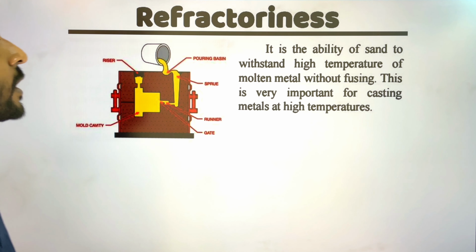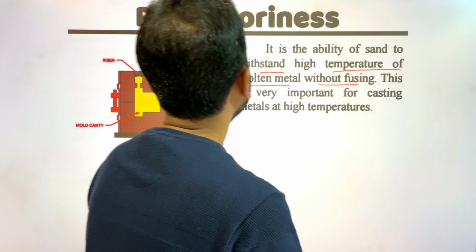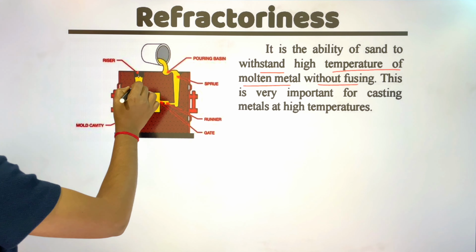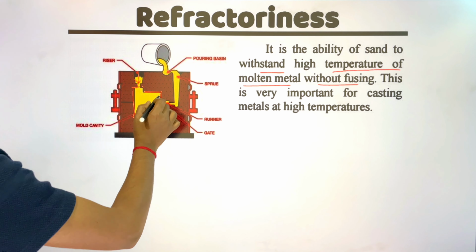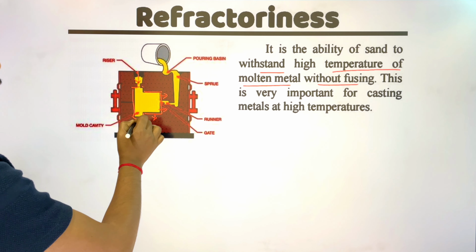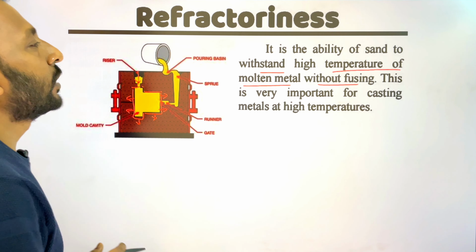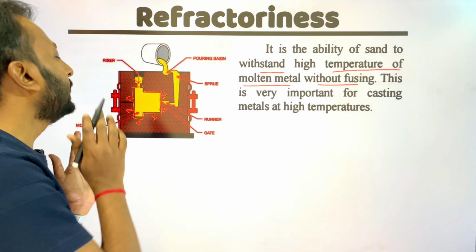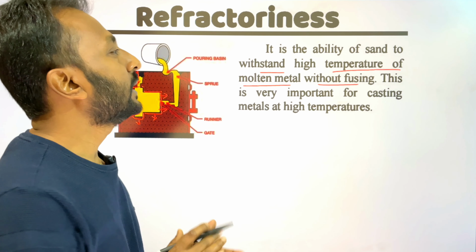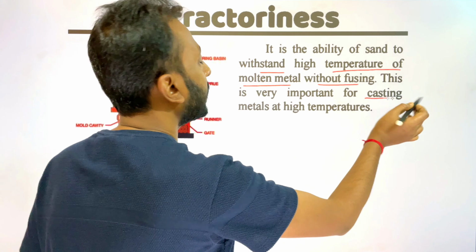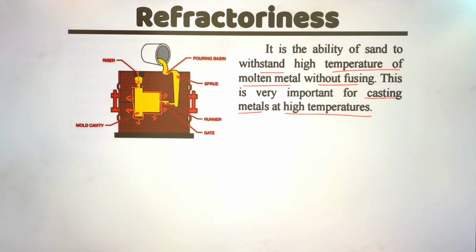Next is refractoriness. It is the ability of sand to withstand the high temperature of molten metal without fusing. When we are pouring molten metal into the mold cavity, the force strikes the walls of the mold cavity or the molding sand. In this condition, it will withstand this pressure, and also the high temperature of the molten metal. So this is refractoriness. It is very important for casting metals at high temperatures. So molding sand should have the refractoriness property.